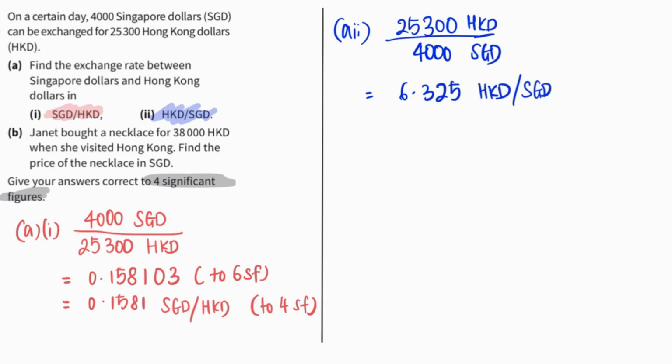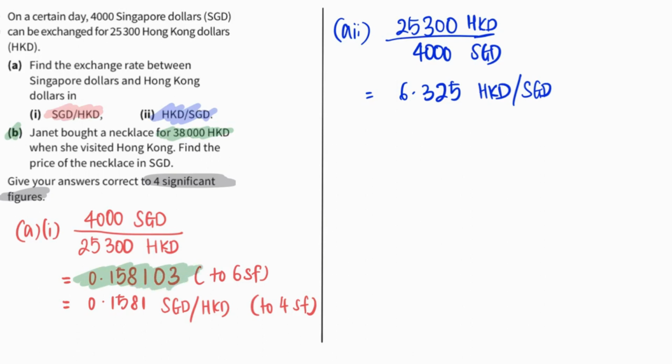For part B, what do we have? She bought a necklace for 38,000 Hong Kong dollars. How much is the price in Singapore dollars? So for this particular question, we are going to use this exchange rate here, because this represents how much Singapore dollars for 1 Hong Kong dollar.